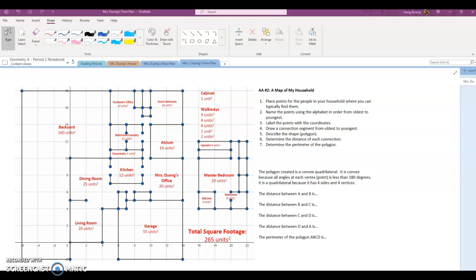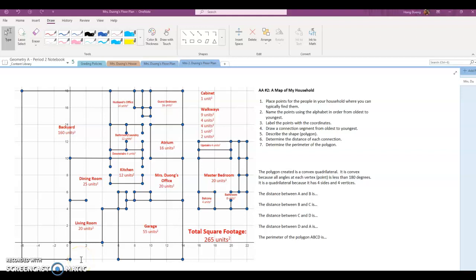Hello, geometry students. Today you will be working on asynchronous activity number 2, a map of my household. You will be using the floor plan that you made for asynchronous activity number 1. The instructions for the activity are on the right side of the screen.